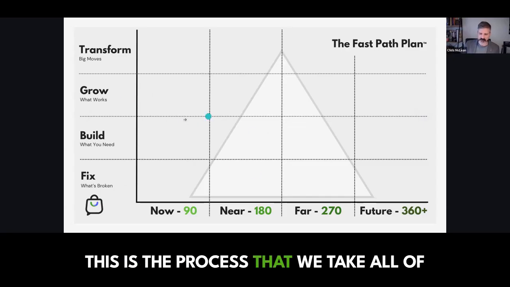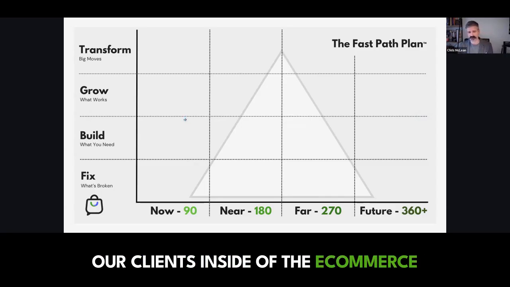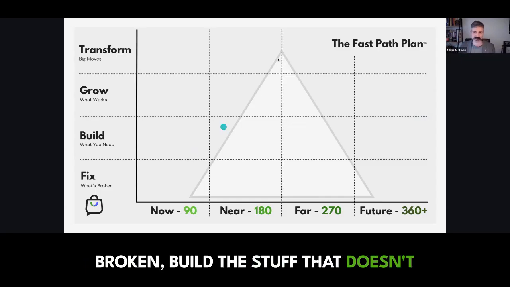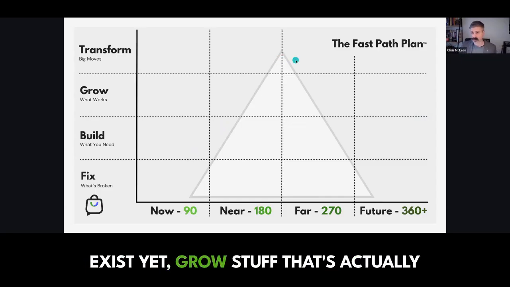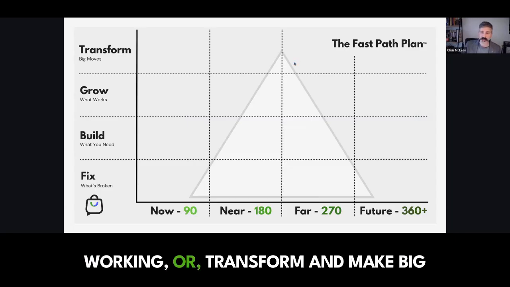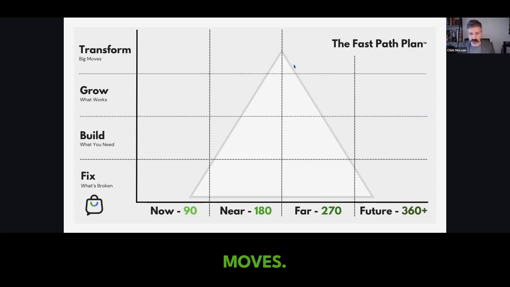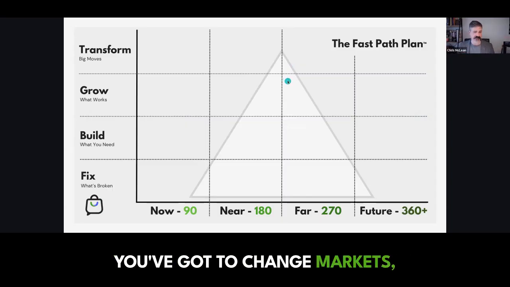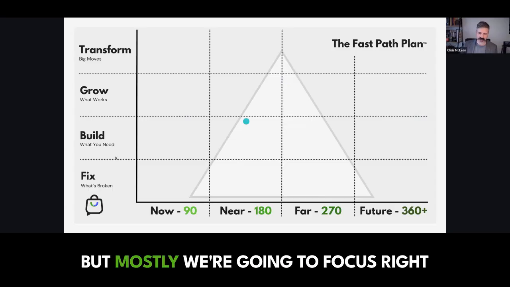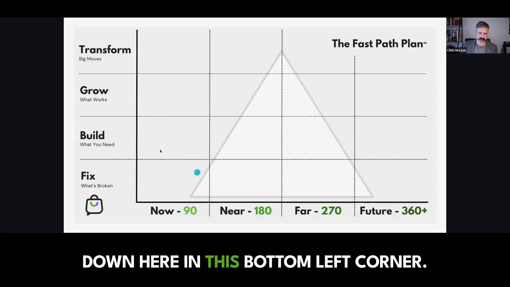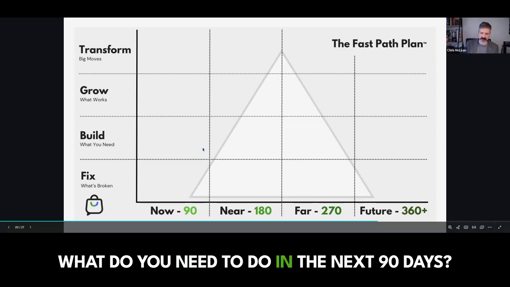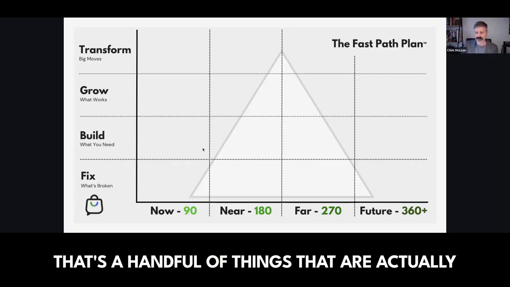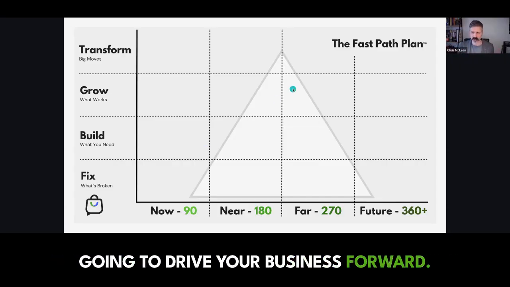This is the process that we take all of our clients inside of the e-commerce circle through so that they can fix what's broken, build the stuff that doesn't exist yet, grow stuff that's actually working, or transform and make big moves. Maybe you've got to buy a warehouse, maybe you've got to buy more product, right? You've got to change markets, add a new demographic. But mostly we're going to focus right down here in this bottom left corner. What do you need to do in the next 90 days? That's not 4,000 things. That's a handful of things that are actually going to drive your business forward.